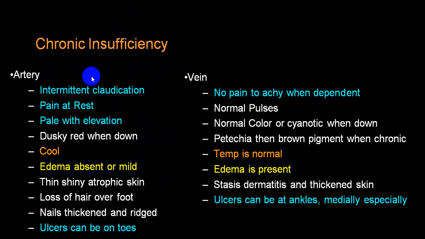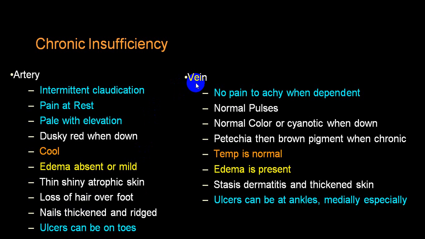This is arterial versus venous. This I'll highlight a little. In arterial disease there will be intermittent claudication, pain at rest, pain with elevation, and dusky red, slight redness will appear when you lower the limb. The limb will be cold, edema will usually be absent, or if present, very mild. There will be skin changes in the form of thin, shiny, atrophic skin, loss of hair, brittle nails, ulcers may be seen, and you can have gangrene formation.